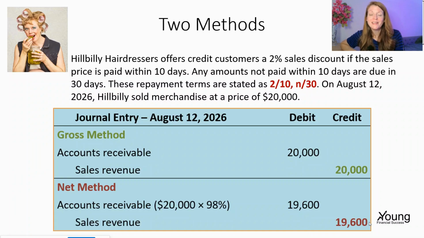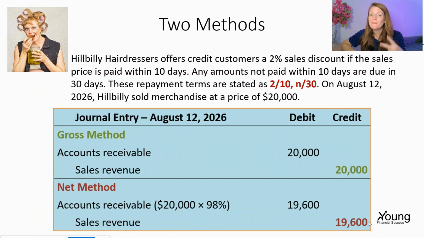They offer credit customers a 2% discount if the sales price is paid within 10 days. Any amount not paid within 10 days is due in full in 30 days. So remember these payment terms. As you see in red here, it's 2/10, net 30. That means a 2% discount if you pay in 10 days. Otherwise, you have to pay all of it in 30 days. So on August 12th, my birthday, 2026, Hillbilly sold merchandise at a price of $20,000. Those are some fancy scissors.